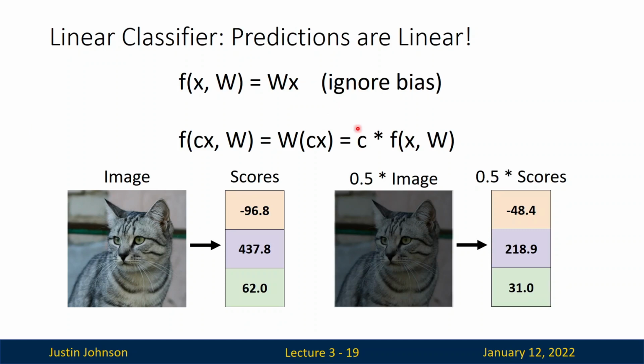Okay. And the simple linear classifier, it is linear. Why? Because if we have a coefficient applied to the input image, say 0.5, so that the input image becomes darker, right? And what will be the result? The scores will also be half of the original ones. Okay, so this is a linear classifier.